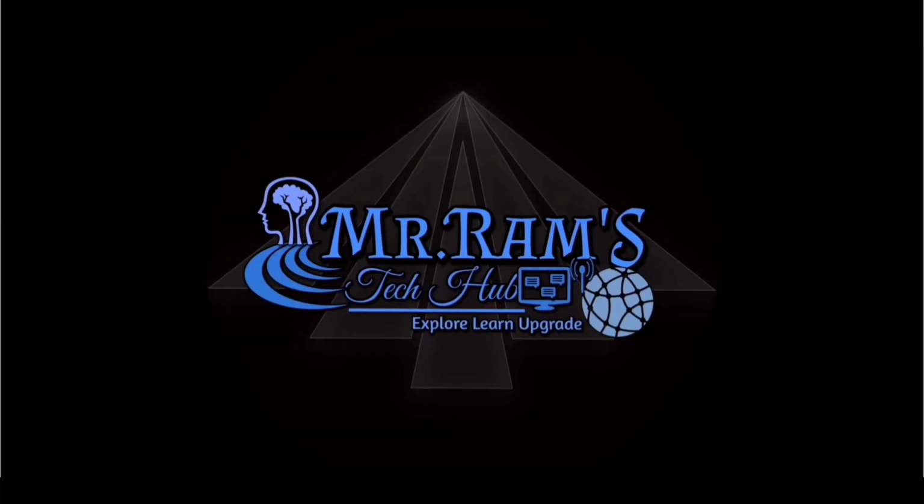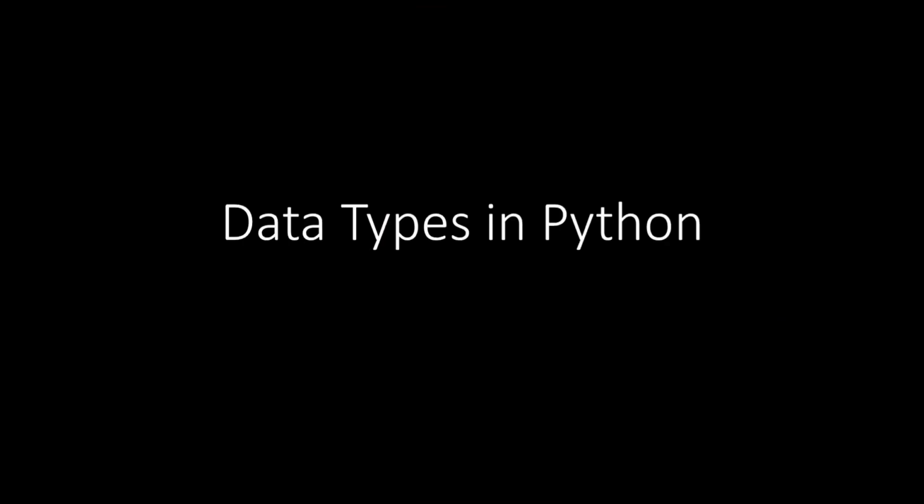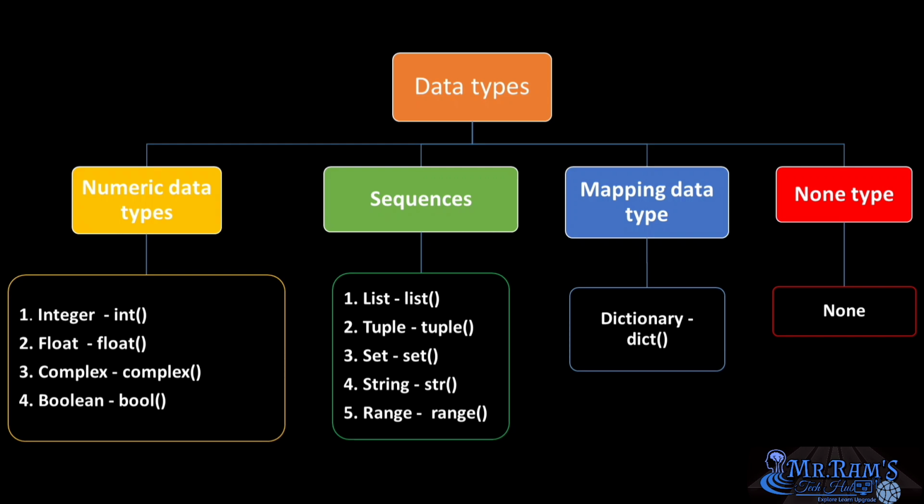Explore, learn, upgrade. In this video we are going to see data types in Python. What is a data type? What type of data the variable is holding is known as the data type. It is classified into different types: numeric data types, sequences, mapping data type, and none type.